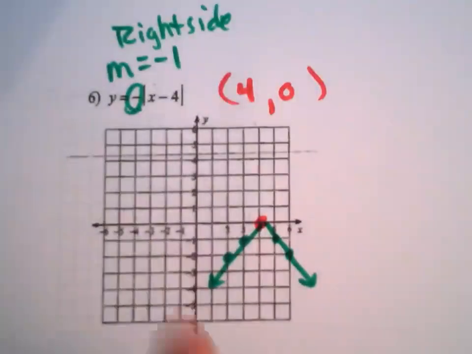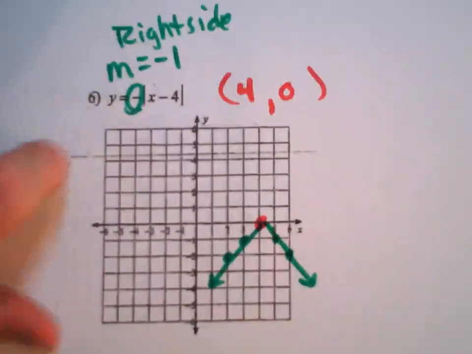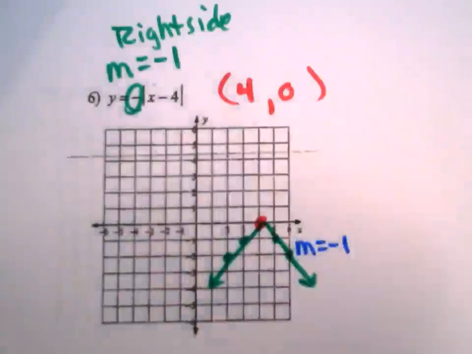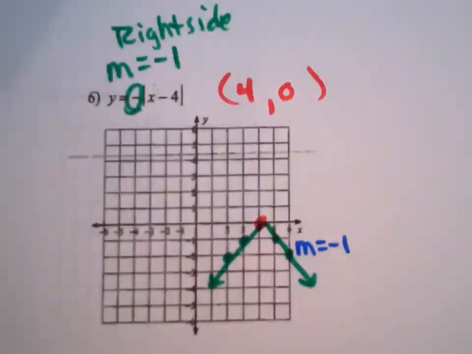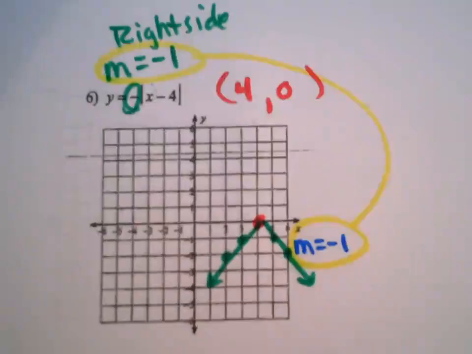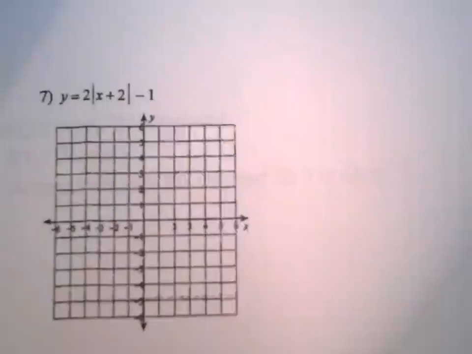Okay, so that had a negative in front of it as an A value. So that right-hand side slope over here became negative 1. And that is the connection. These two right here are the same. So the right-hand side is what gets that initial slope. And then you mirror it on the left-hand side.